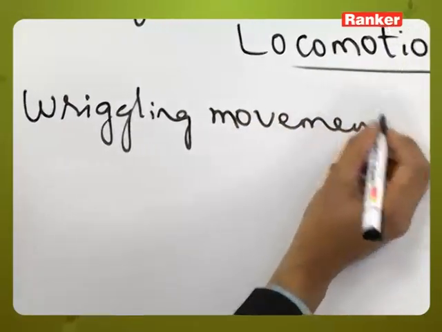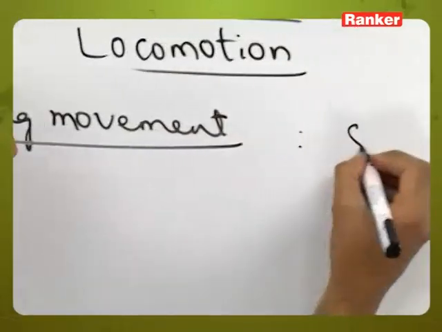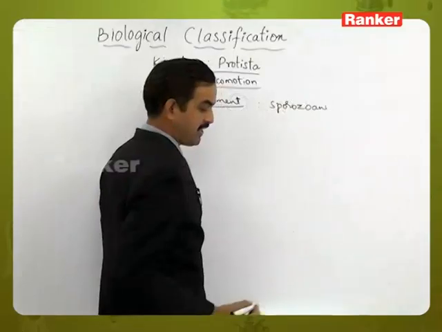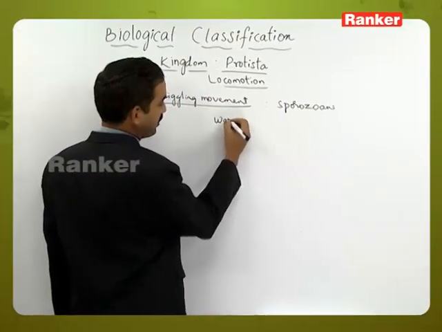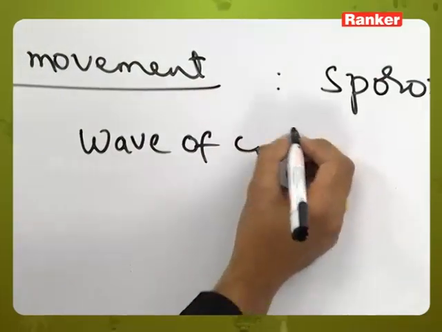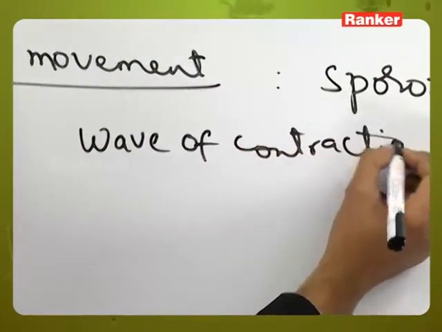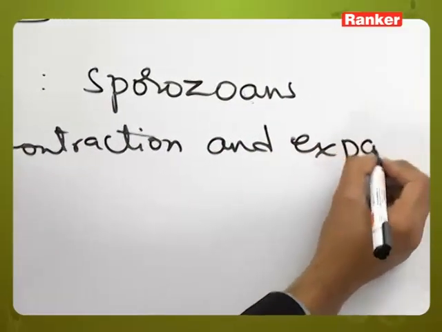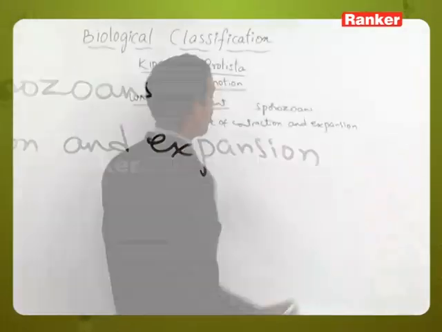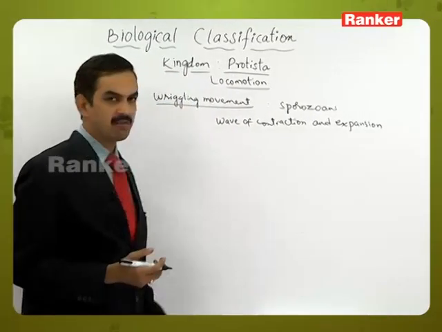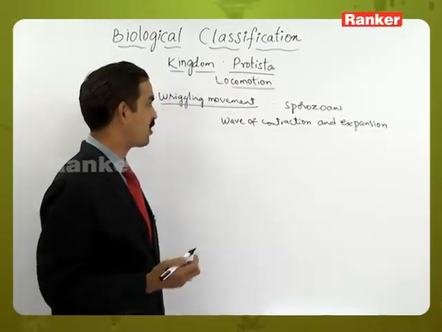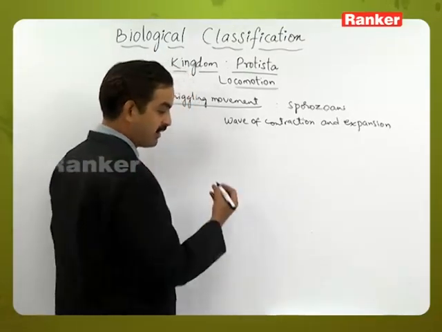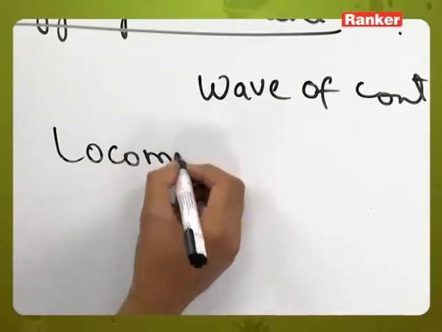So the next one is wriggling movement. Wriggling movement is exhibited by the sporozoans, where a wave of contraction and expansion is taking place. Because of the wave of contraction and expansion, the movement takes place. This type of movement is called a wriggling movement, exhibited by the sporozoans.